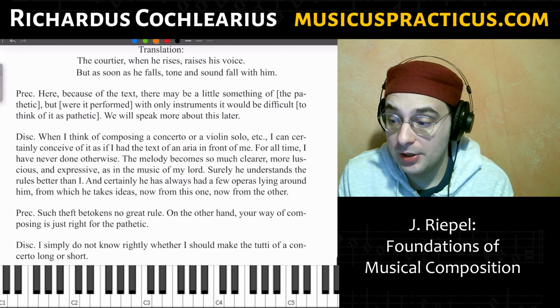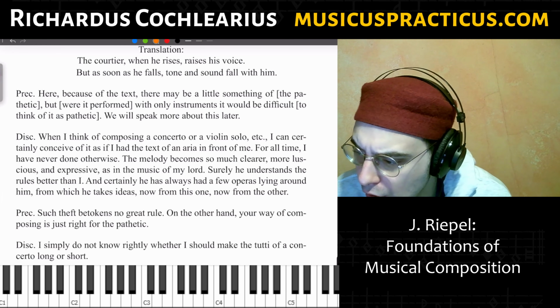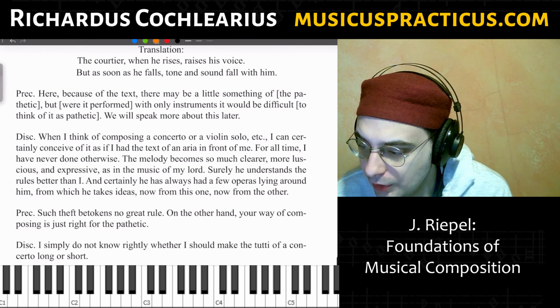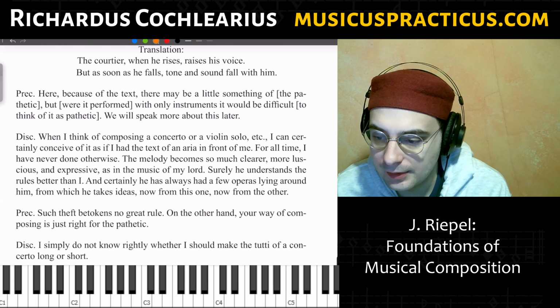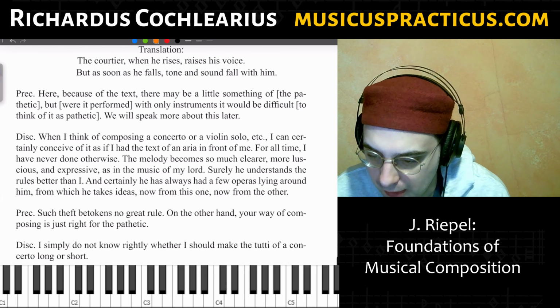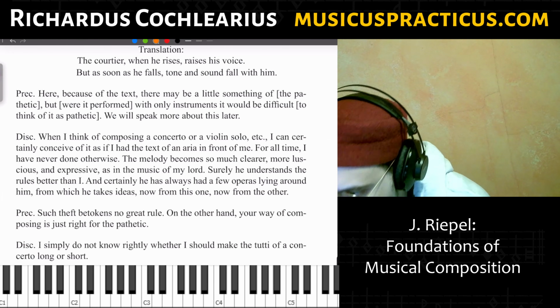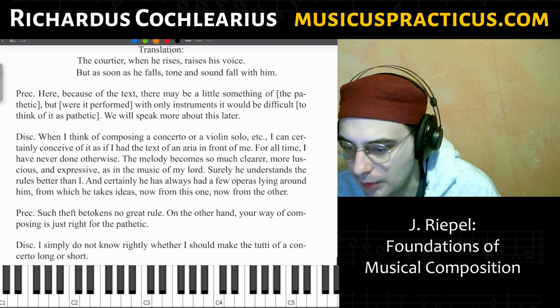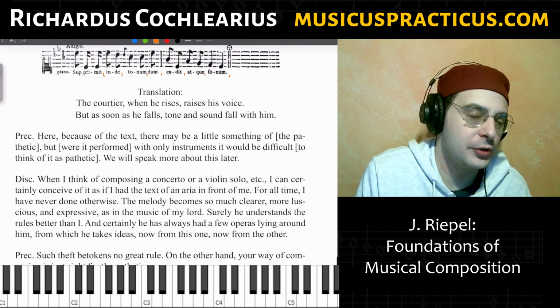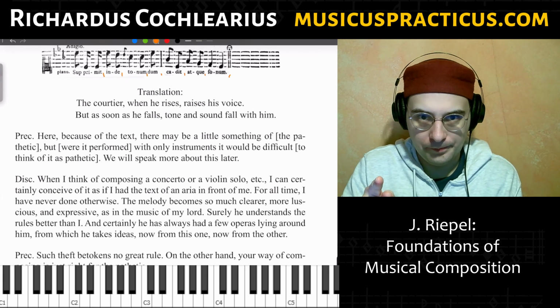The melody becomes so much clearer, more luscious and expressive, as in the music of my Lord. Surely he understands the rules better than I, and certainly he has always had a few operas lying around him, from which he takes ideas, now from this one, now from the other. Okay, but now we are starting here the new topic, so we'll talk about this in the next video.